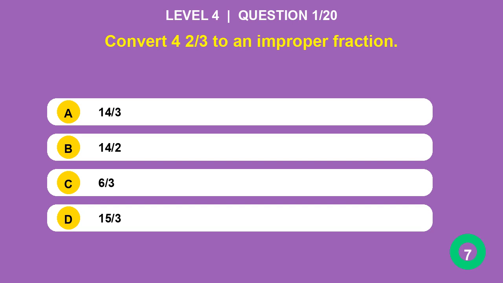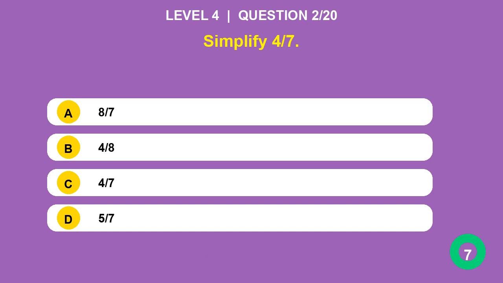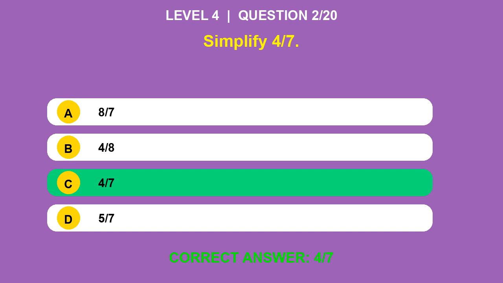Convert 4 and 2/3 to an improper fraction. Answer is 14/3. Simplify 4/7. Answer is 4/7.